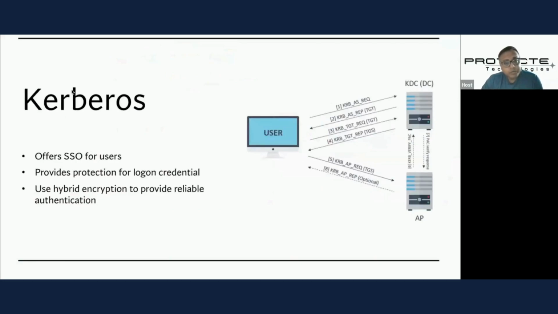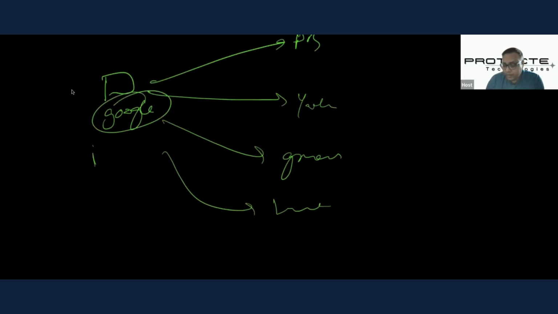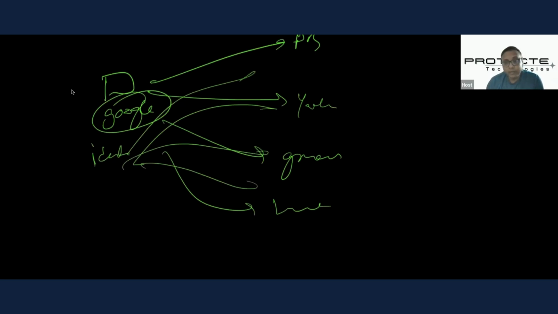Kerberos is a protocol used for single sign-on inside an enterprise network. Now, what is single sign-on? On the web, you know how single sign-on works, right? You have a Google identity, and with Google identity, you sign on to Facebook, YouTube, Gmail, LinkedIn. So one identity is used to authenticate to multiple websites. Now that's single sign-on for the web.